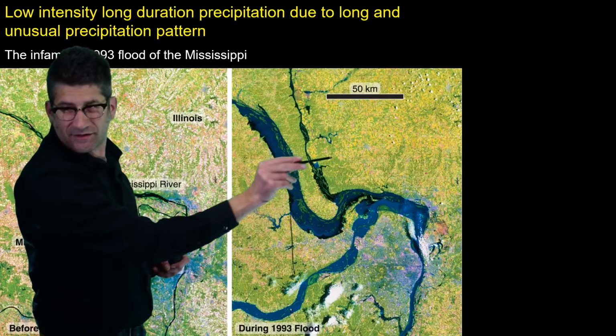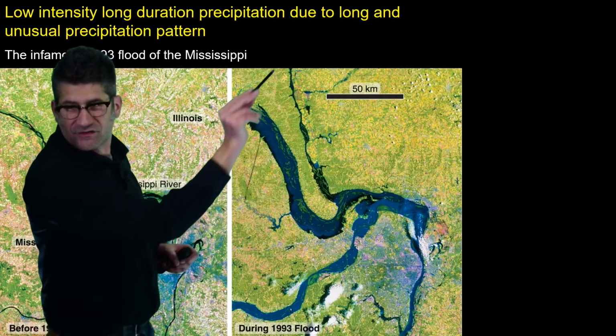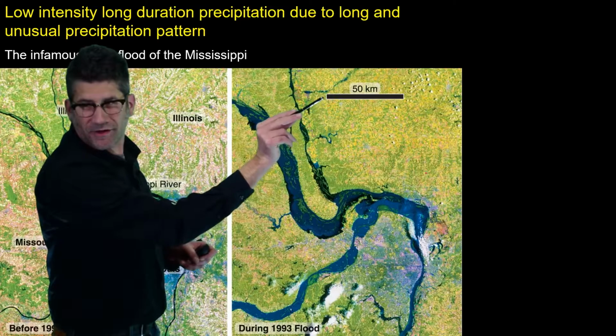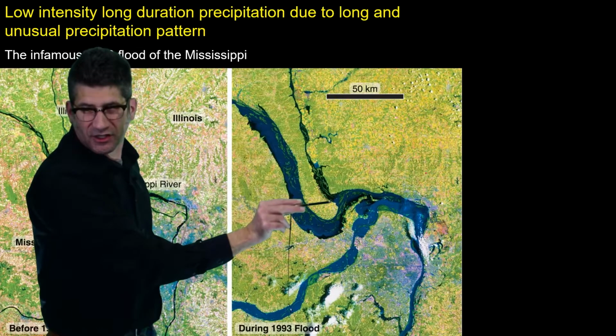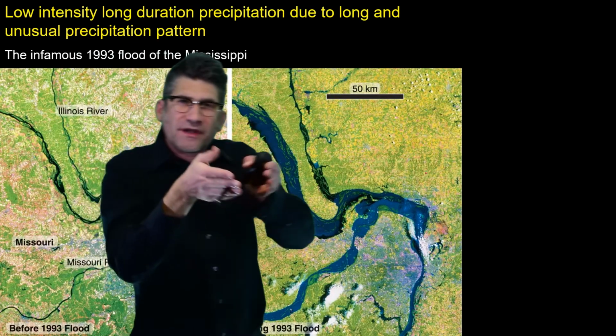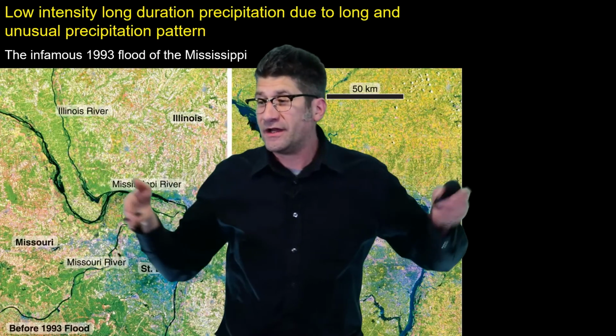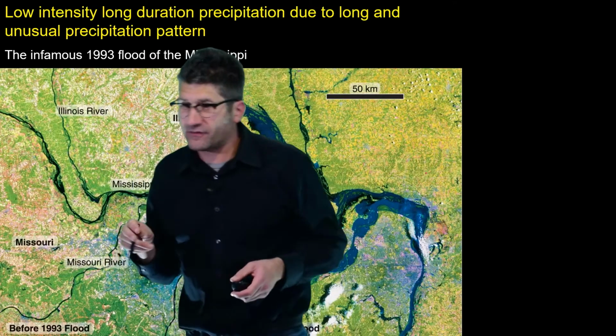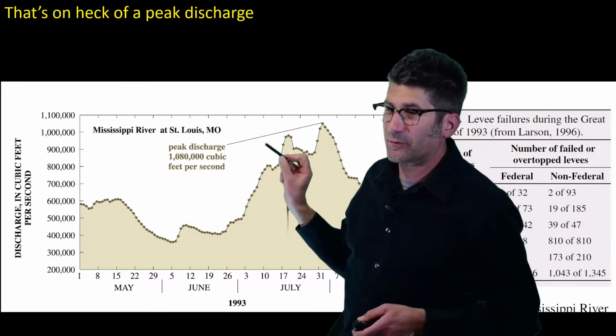So again, here's the Mississippi River right here. Look at the scale bar. This scale bar here, we're looking at kilometers. We're talking about a river that is essentially opened and is several kilometers wide. So just a massive, massive flood on the Mississippi River.